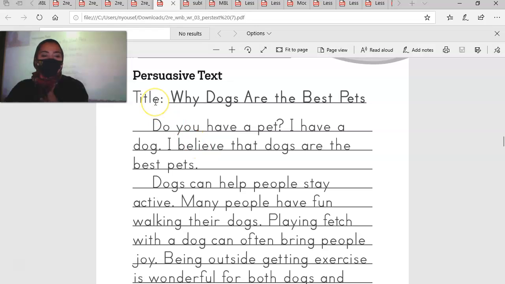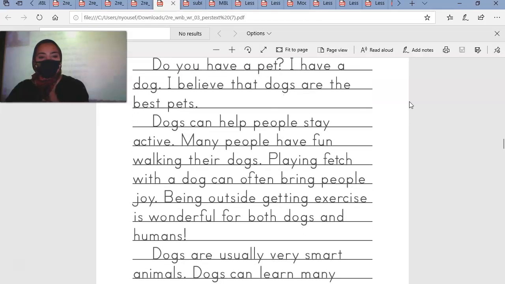Okay, what's the title of the story? No, what is the title? Why dogs are the best pets. Good, let's read it together on 3. 1, 2, 3. Do you have a pet? I have a dog. I believe that dogs are the best pets. Period. Look, this is a new paragraph. Whenever you write a new paragraph, you indent. That means you leave a space between the beginning of the line to where you write the first word. Let's read on 3. 1, 2, 3.